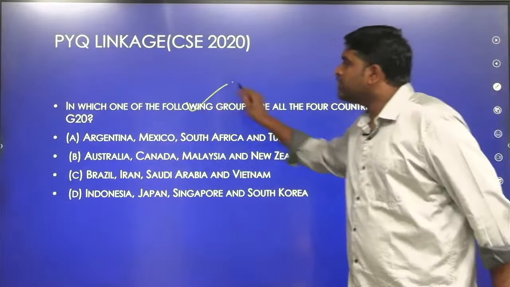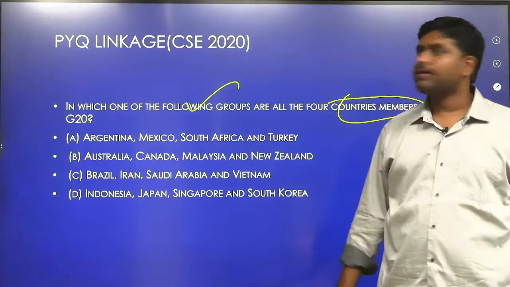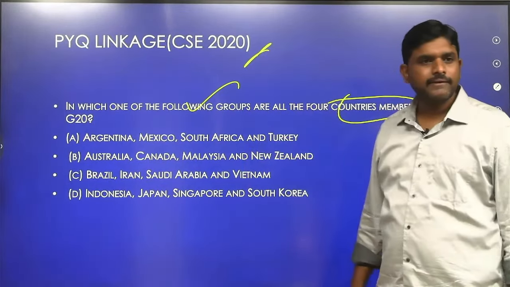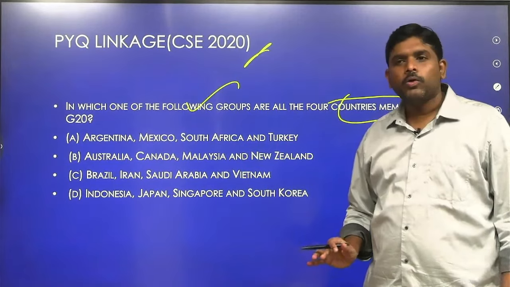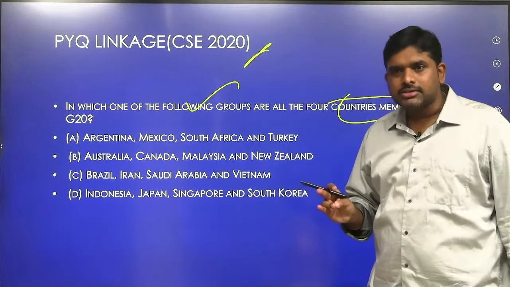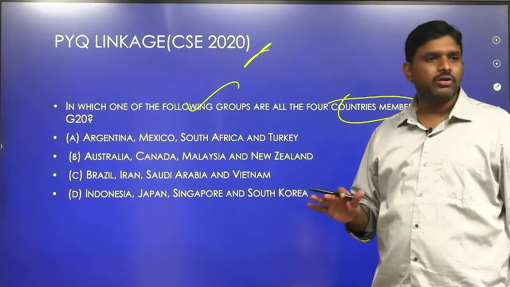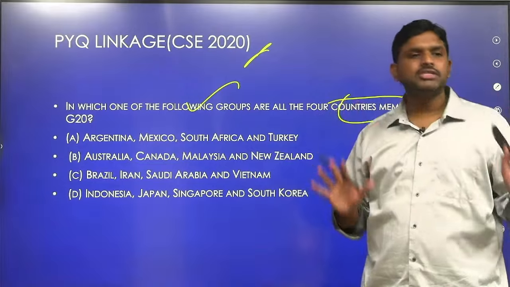Why am I discussing this? In which one of the following groups are all the 4 countries members of G20? Which year? 2020. So they asked country names. So G20 or BRICS or G7 or G8 or G4, compulsorily you have to remember all these countries.